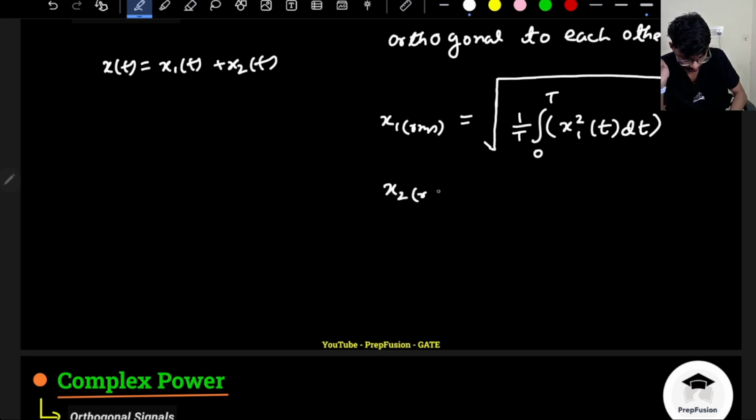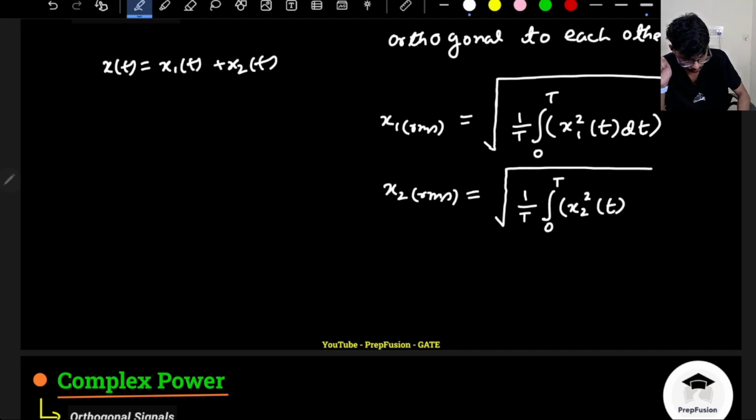What is the RMS value of x2 of t? It is the same thing: the square root of 1 by T times the integral from 0 to T of x2 whole square of t dt. So these are the RMS values of x1 and x2 of t.